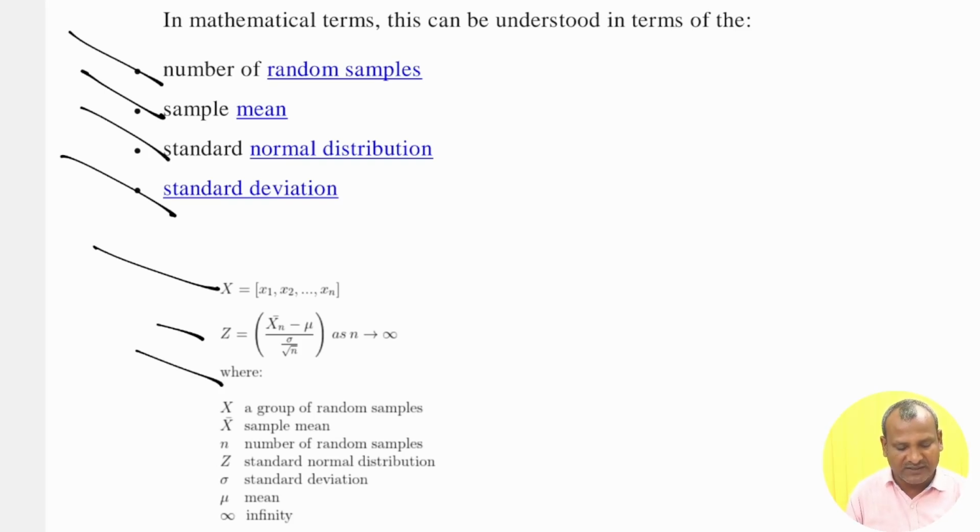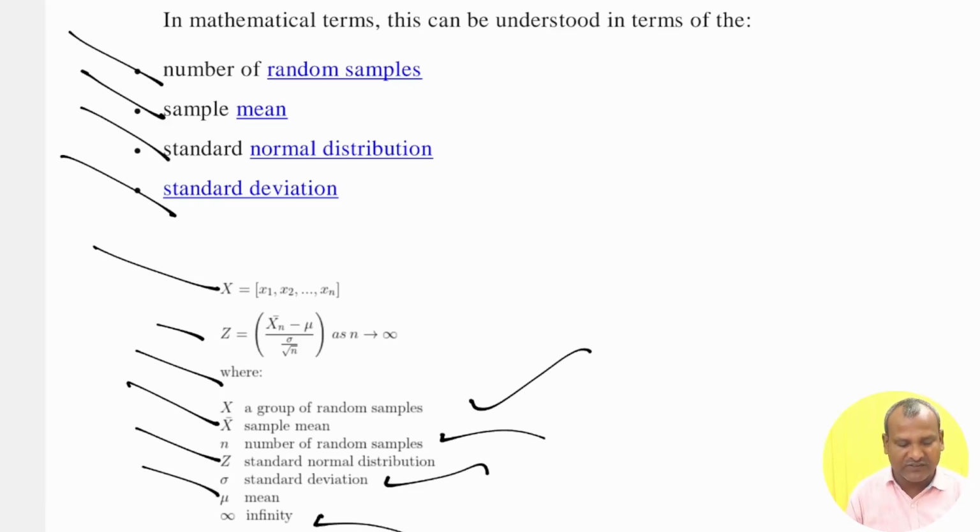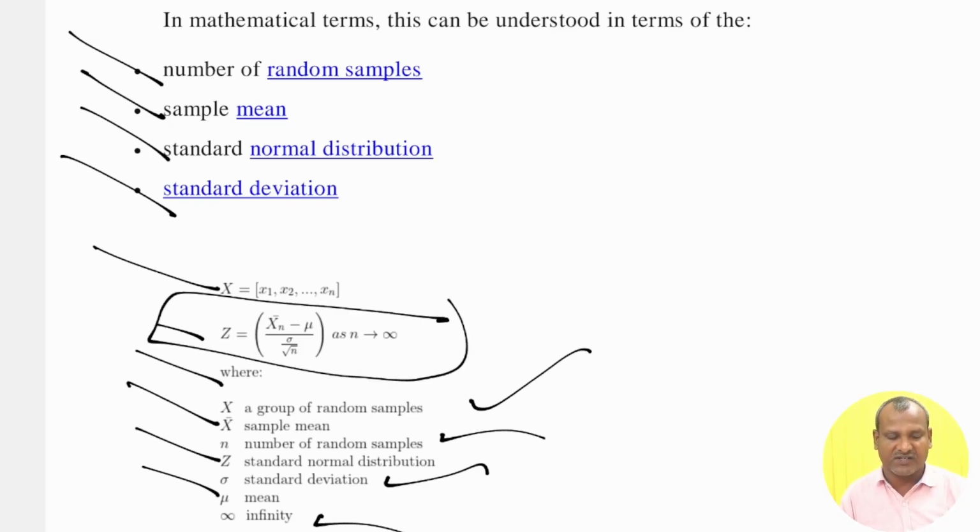Here X is a group of random samples, X bar is the sample mean, small n is the number of random samples, capital Z is the standard normal distribution, sigma is the standard deviation, mu is the mean, and the symbol is infinity. So this is our final equation. From your external examination point of view, representing this equation and describing the terms within it, you will get very good marks.